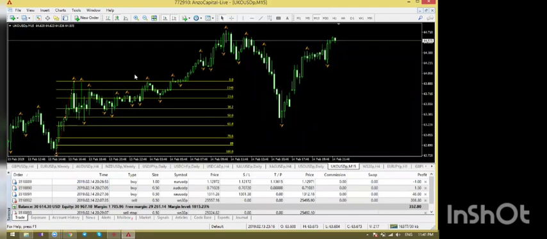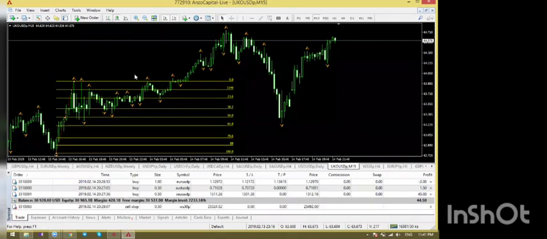Then it came up to the 11 level and it retraced. And that happened back and forth, back and forth, and I thought that it would happen again, but I made a mistake.